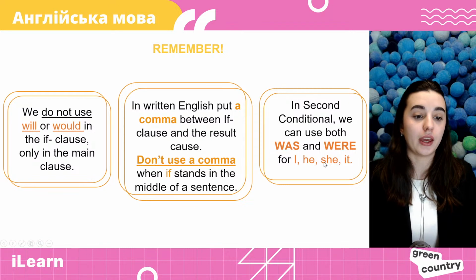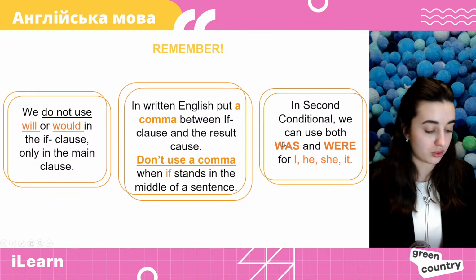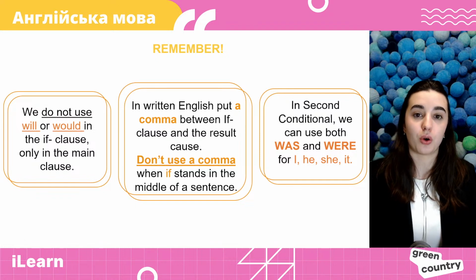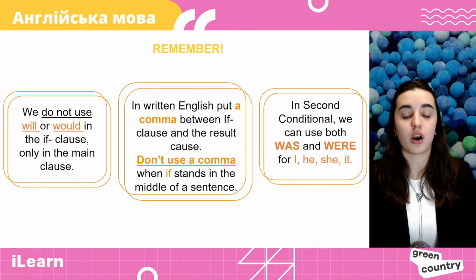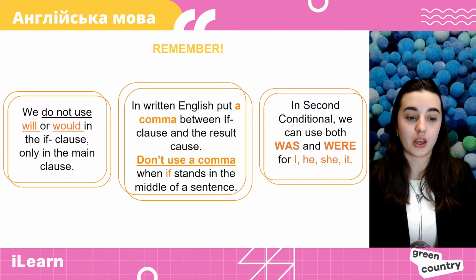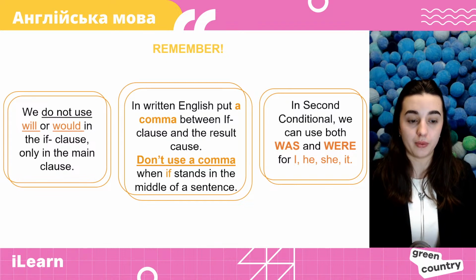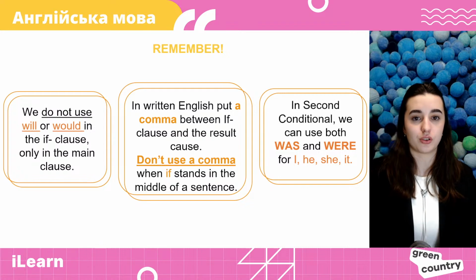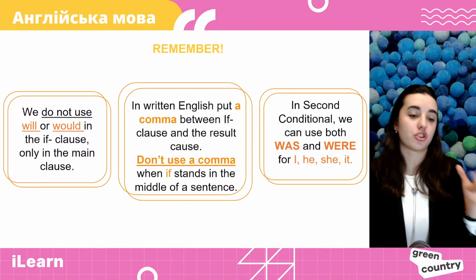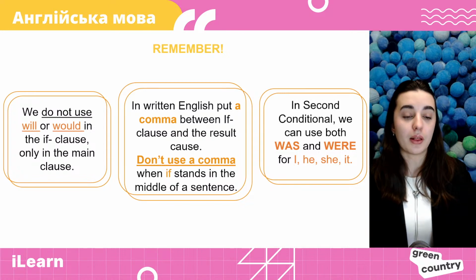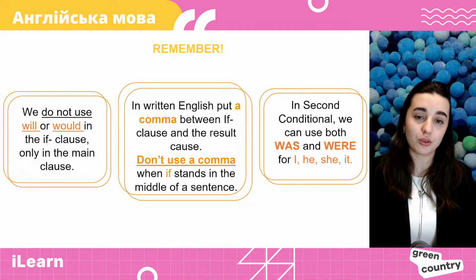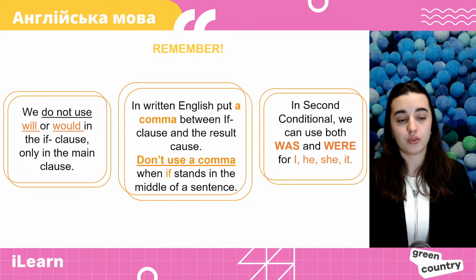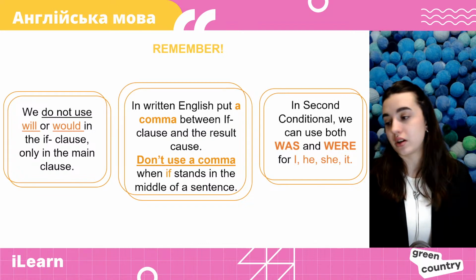Окей. And the last thing that I wanted to tell you is that in second conditional we can use both was and were for I, he, she, it. У нас може бути таке, що замість was, якщо ми звикли казати I was at home, he was at school, she was at the restaurant, ми можемо казати if I were you, if he were you, and etc. Тобто це окей вживати або was, або were в second conditional.